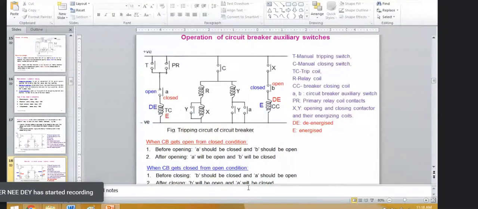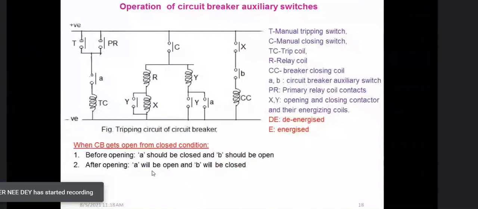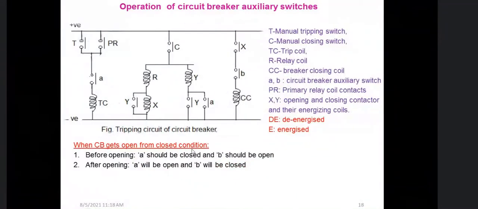So when the CB gets open from closed condition, the aim is to open. So for opening the CB, the trip coil should be energized. So the A contact should be closed. If the A contact is closed, the trip coil tends to be energized, then the closing coil should be de-energized. So the B contact should be open. And after closing, no further closing operation is possible.